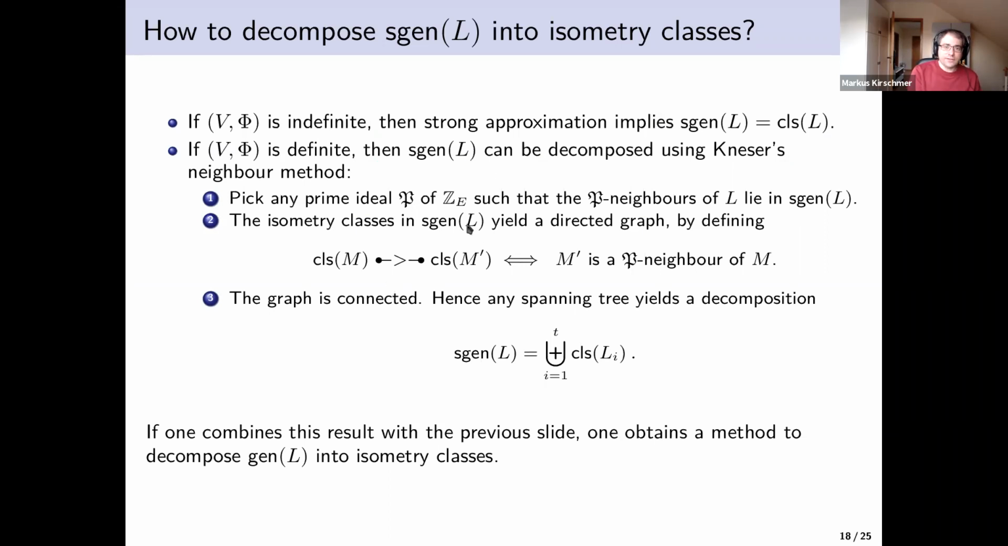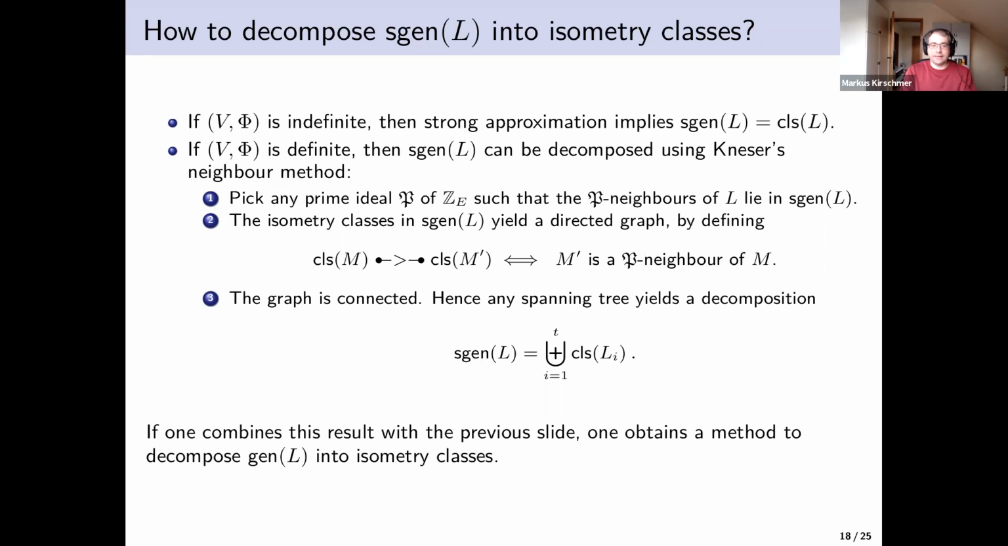we define on the isometry classes in the special genus of L a graph. We say that the class of M is connected to the class of M prime if M prime is a P neighbor of M. And this defines a directed graph on the special genus, and it turns out that graph is connected. So in other words, decomposing the special genus into isometry classes is nothing but to ask for a spanning tree. And of course, you know how to find the spanning tree.